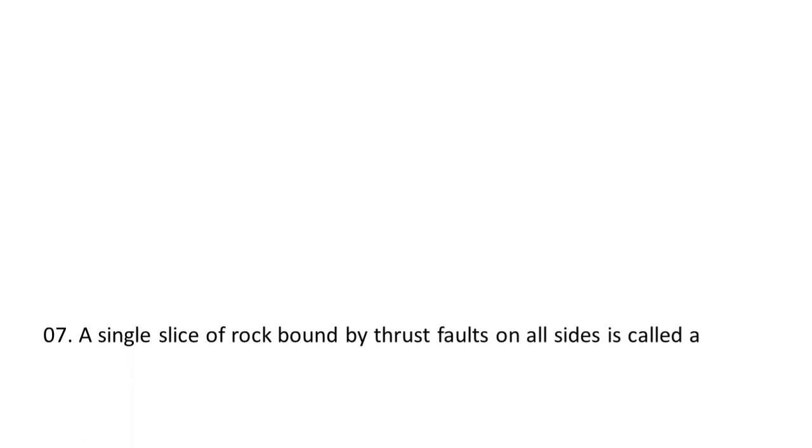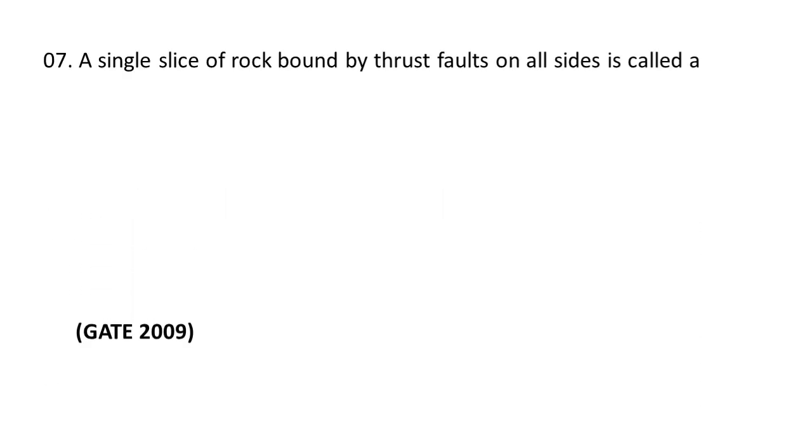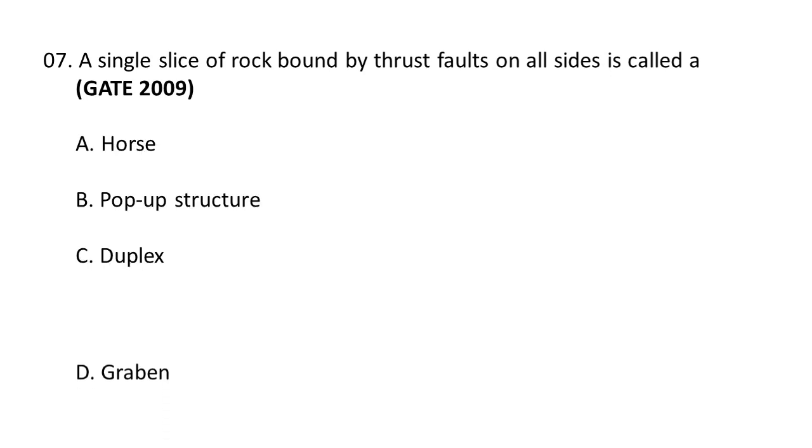Next question. A single slice of rock bounded by thrust faults on all sides is called A. horse, B. pop-up structure, C. duplex, D. graben. A single slice of rock which is bounded by thrust faults on all sides is called a horse.